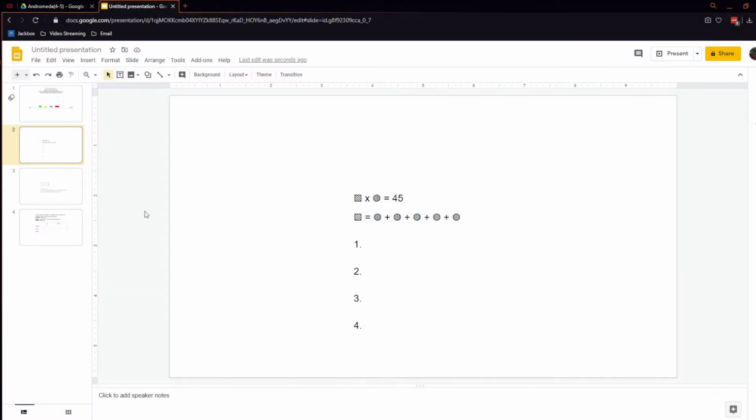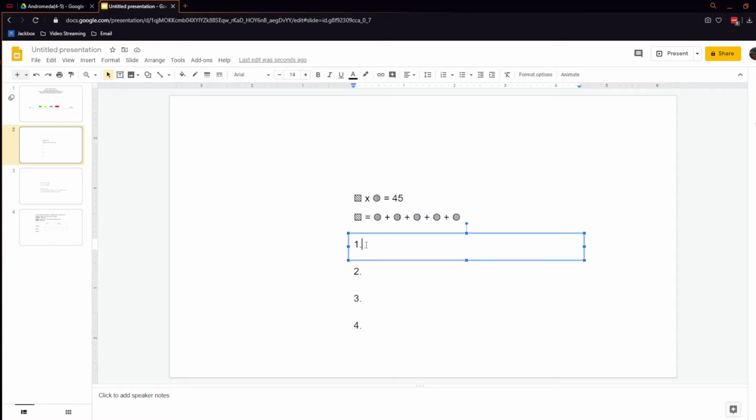Okay, so for this next problem, it's pretty simple substitution. We were given these two baseline equations, and we have to use them to figure out the values of the square and the circle. So we know that the square times the circle is 45, and one square is the same as 5 circles. What this means is we can substitute in the top equation, we can substitute that square for 5 circles times 1 circle, and that'll look something like this.